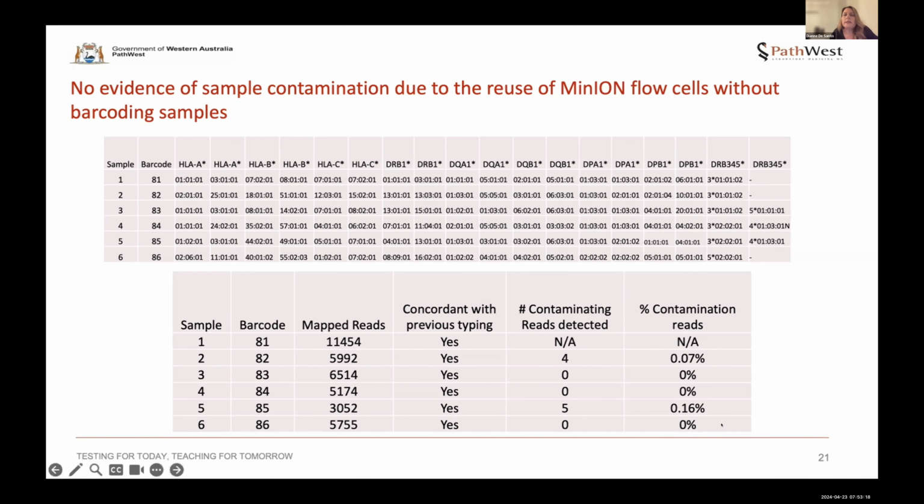And we really didn't see any contaminating reads. So the highest percentage was 0.16%. Our background sits around 3 to 5%. So this was really well below the background of the assay. So there was really no issues with sample contamination after reusing the flow cells.